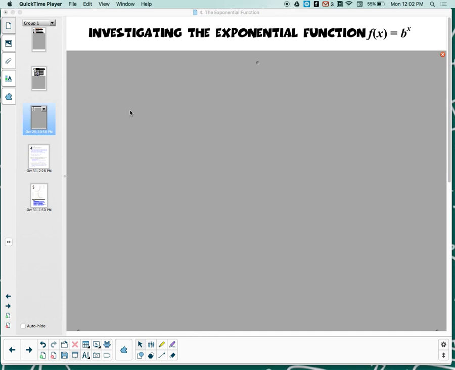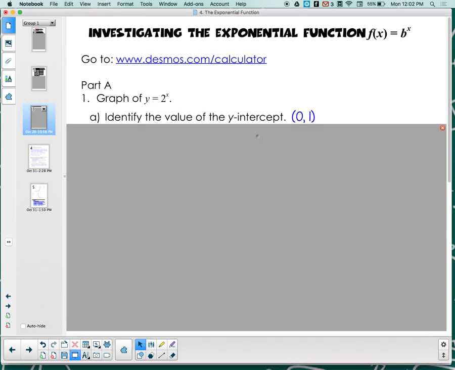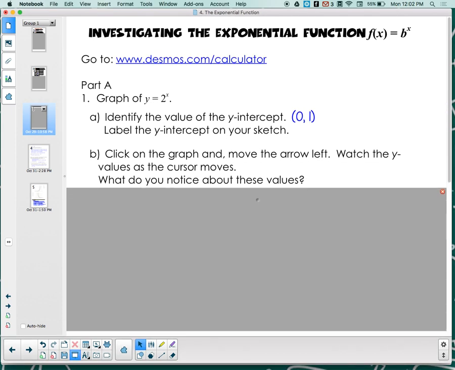So the first one we always start with is 2 to the power of x. There we go. When you graph 2 to the power of x, you should notice that the y-intercept is at 0, 1. Why is the y-intercept at 0, 1? Any thoughts why the intercept will be at 0, 1?